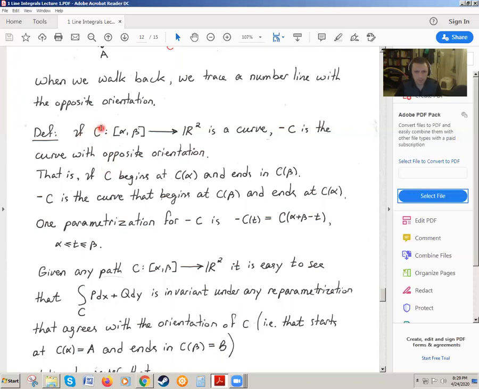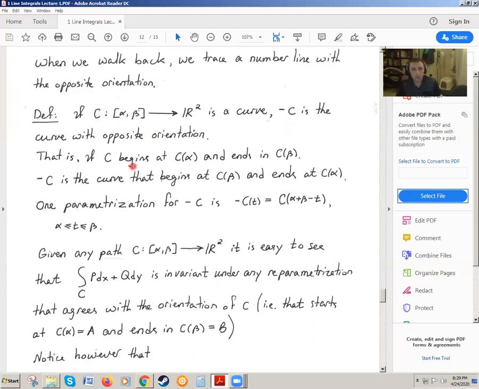Imagine that, to abuse notation and not make this distinction, I parameterize the curve C by the following path function from alpha to beta to R2, and that's basically this curve, but with a particular parameterization. -C will be any curve parameterized in the opposite sense. So the sense of A and B is reversed. A is my first location and B is my last location for one parameterization. For -C, it's like the way back.